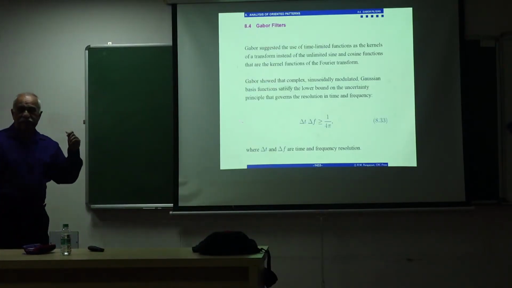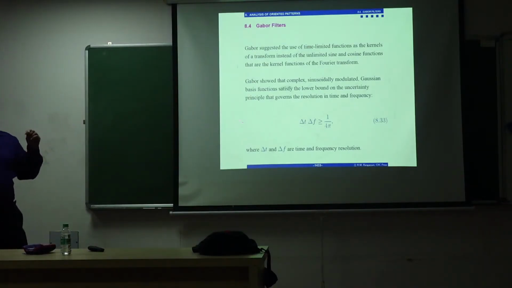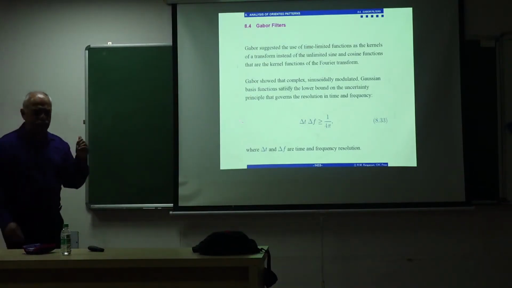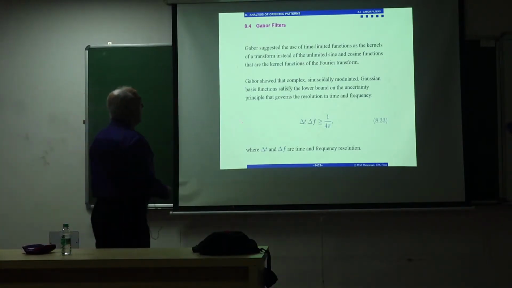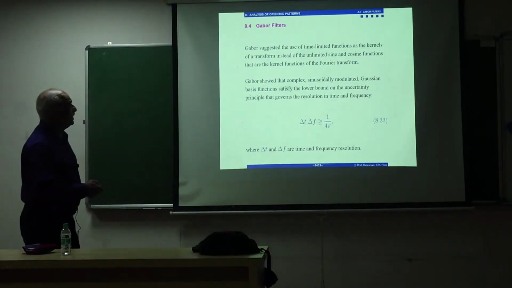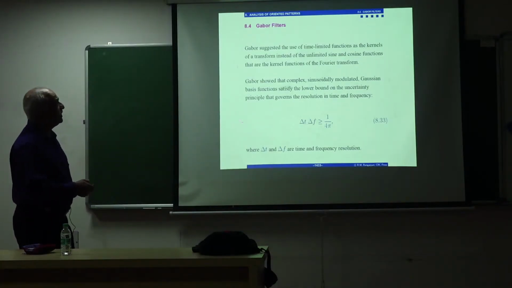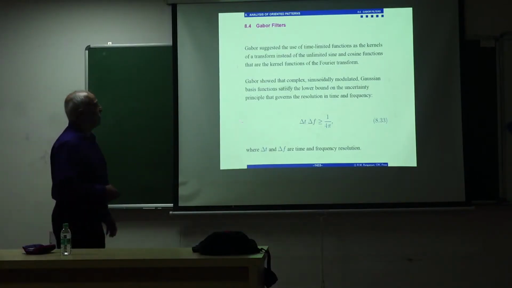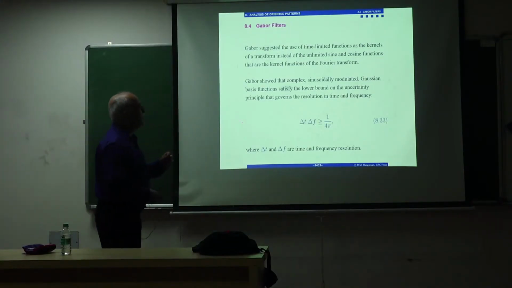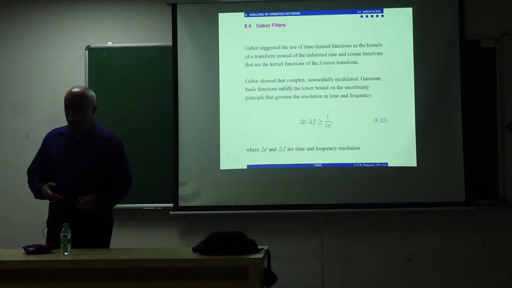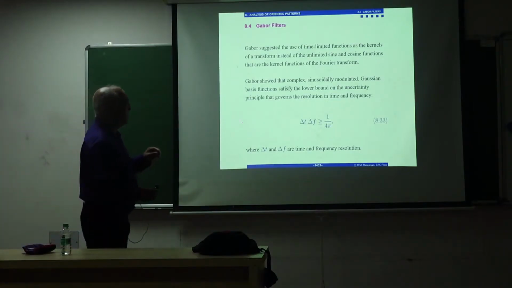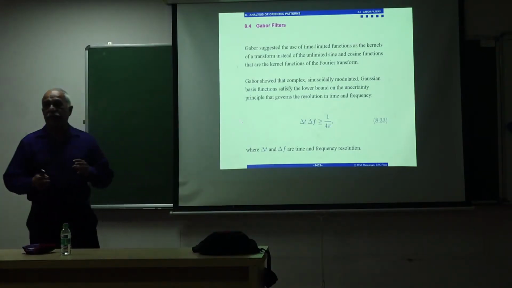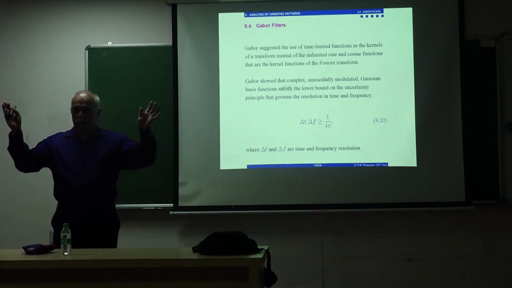Now, Gabor suggested filtering in 1D signals. It was in 1941 or 42 that his first papers were published. He suggested the use of time-limited functions as the kernels of a transform instead of the unlimited sine and cosine. Time-limited in the sense they are still modulated with the sinusoid, but they decay. Whereas the sine and cosine functions in the Fourier transform don't decay, they go forever.